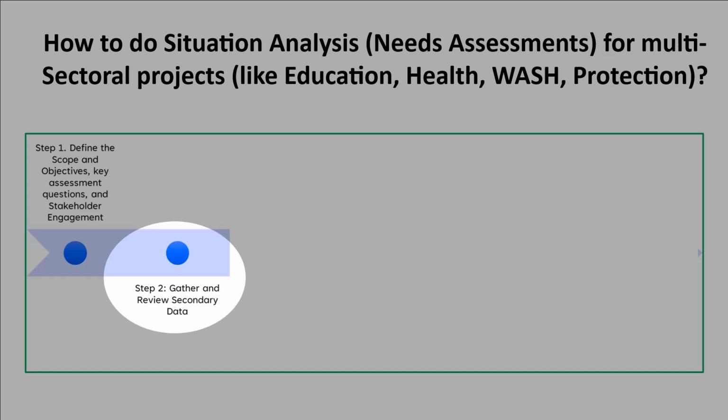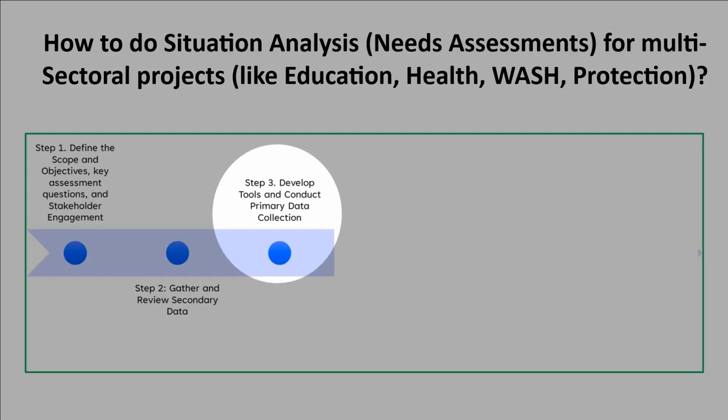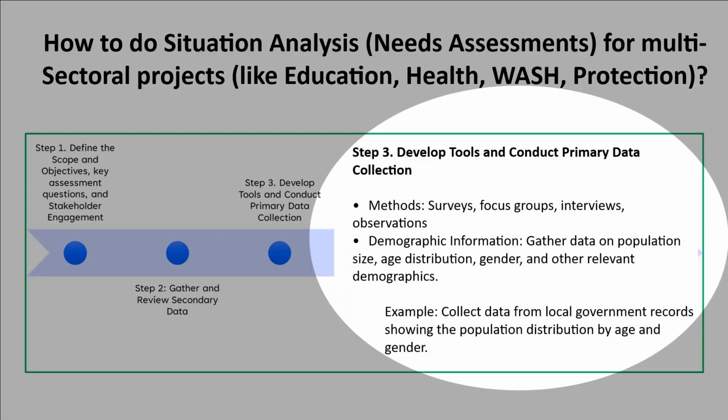And then you will need to gather and review secondary data. Government reports, surveys, and research studies would already have some information about these different sectors, so you can do a review of secondary data. Then if you have resources, you will need to develop tools and conduct primary data collection. You can conduct surveys, focus groups, interviews, and observations. For example, if your project is related to education, you will need to gather demographic information, population size, age distribution, and gender. You can also collect enrollment rates, literacy levels, school infrastructure, student-teacher ratios, and other ratios.